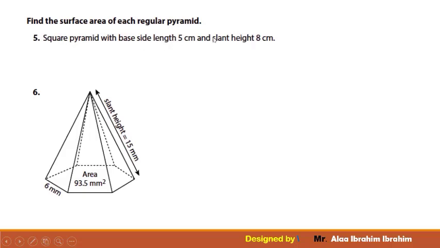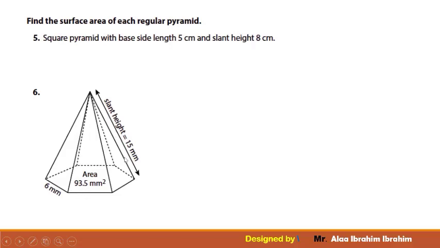When we add it to the lateral area, if you remember, we have height. We have to find the area of one face, multiplied by the number of faces. We have a triangle. This is my base, this is my height. So half times base times height, because we are dealing with this one, we have the area 93.5 here.